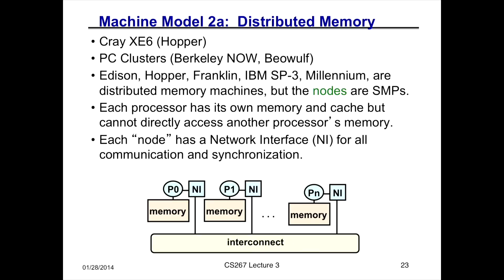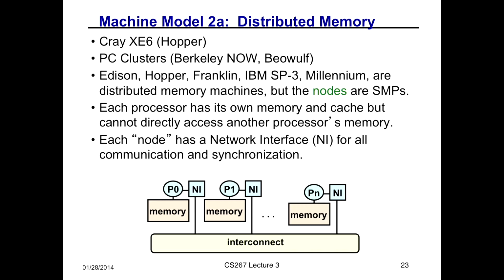So that's the programming model. And now let's talk about the machine model to go with it. What's the hardware look like that makes those sends and receives work? And the canonical machine you'll be using this semester is the Cray XE6 Hopper, or its successor Edison, or its predecessor Franklin. This has been around for a while.